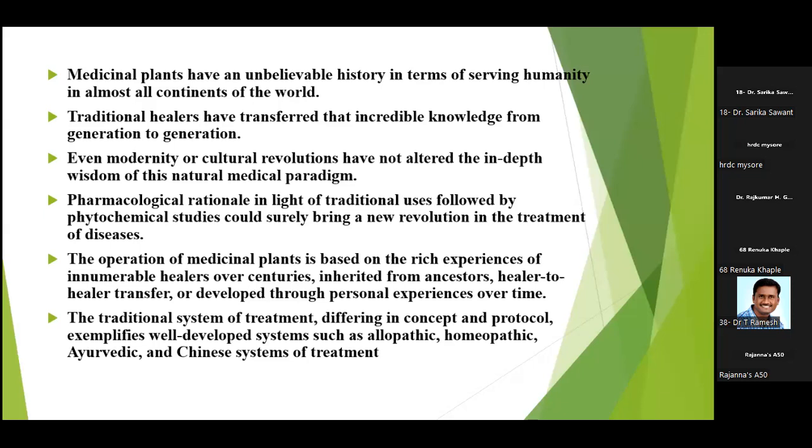The traditional system of treatment, differing in concept and protocol, exemplifies well-developed systems such as allopathic, homeopathic, Ayurvedic, and Chinese systems of treatment. This traditional system of medicine started in the Greek period. We have different periods, and in the same way we have the Greek period. The Greek civilization was an epoch of science and philosophy. The Greeks made worthy contributions in pharmaceutical sciences, especially in phytopharmaceuticals.